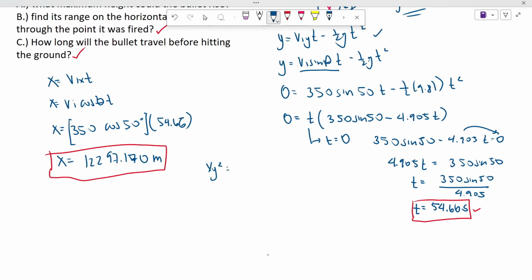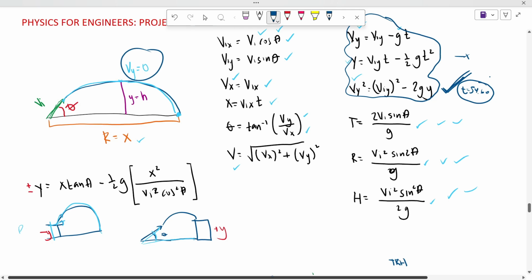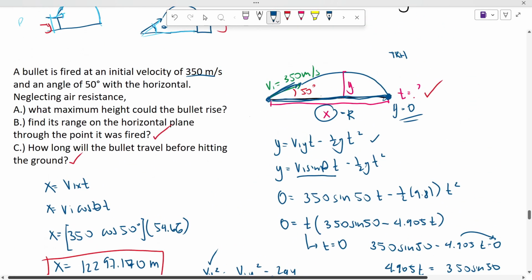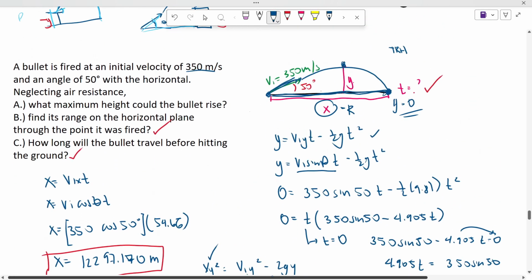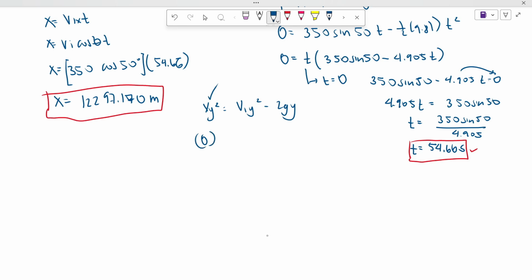Vy squared is equals to Viy squared minus 2Gy. Ang Vy squared, kumbaga, yung diniscuss ko kanina, will be what? 0. 0 siya guys, since nasa maximum height siya, Vy will be 0. So, substitute the value of 0. The Viy will be what? 350 sine of 50 squared minus 2 of 9.81 y.